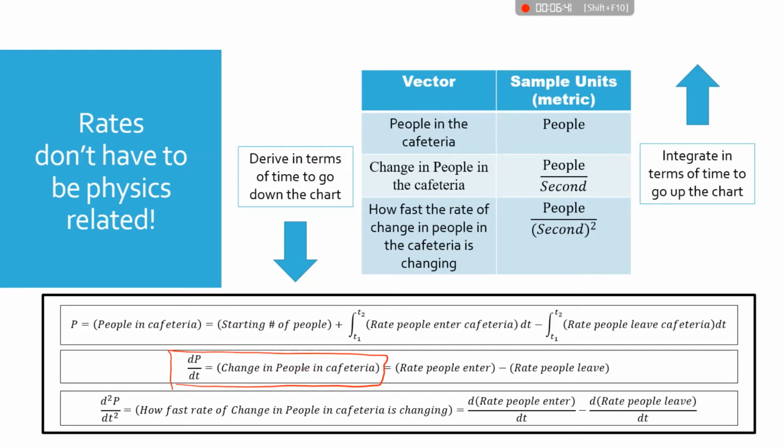So when I integrate the change in people, which is how many people were entering minus how many people were leaving, I would have to integrate the number of people entering, and then subtract the integral for the number of people leaving, and then add how many people were in the cafeteria at the starting time. Okay, any questions on this one? No. Okay, so let's try one.